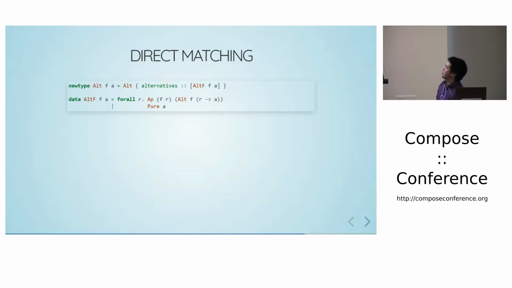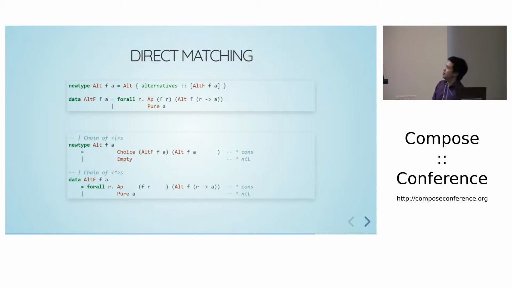So the Alt type is actually just a normal ADT with the essential type. In this form, it's a little opaque, but I'm going to write it in another form. It's just that Alt is a chain of alternations. It's like a linked list. It's like cons and nil. And the Ap type is a chain of apps. So this is like a linked list of linked lists. So Alt is a chain of choices, and Ap is a chain of apps.